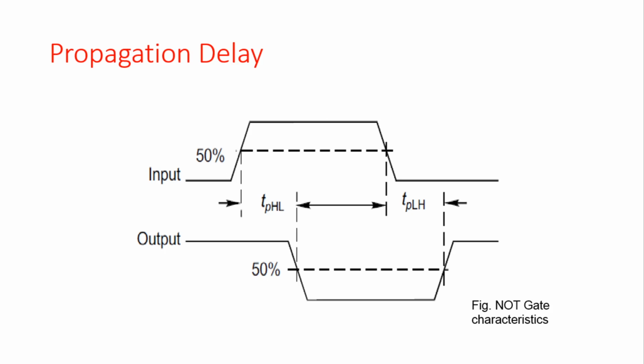Now in this diagram we can see the input and output section. Here, for TPHL, between the input section and the output section, there is a time delay. Similarly, if you observe on the next side, TPLH for the input section and the output section, there is 50% of delay. So this diagram shows the propagation delay in terms of speed of operation.